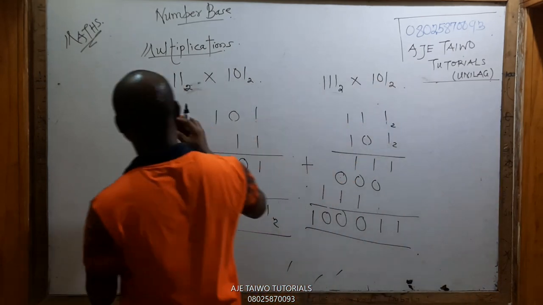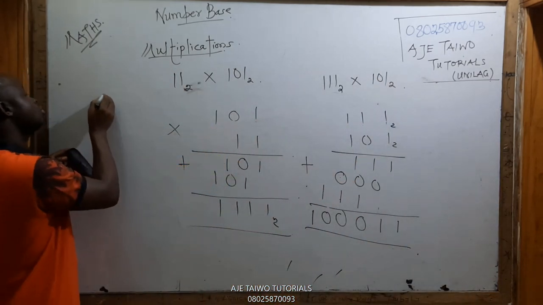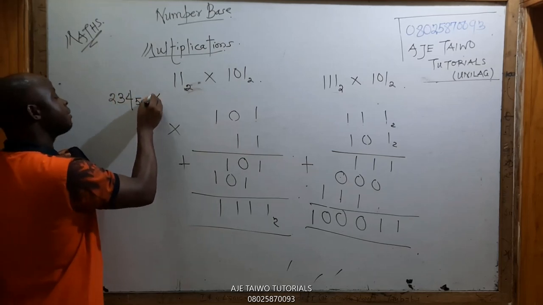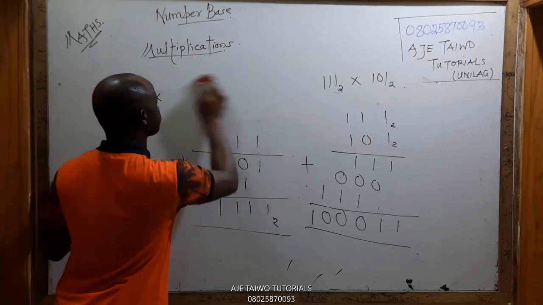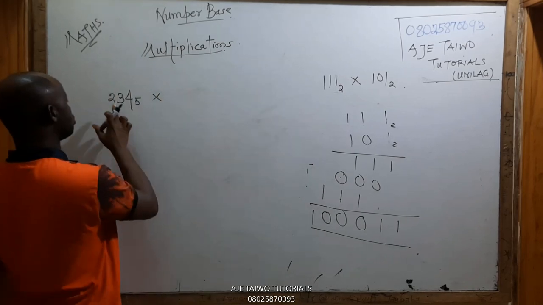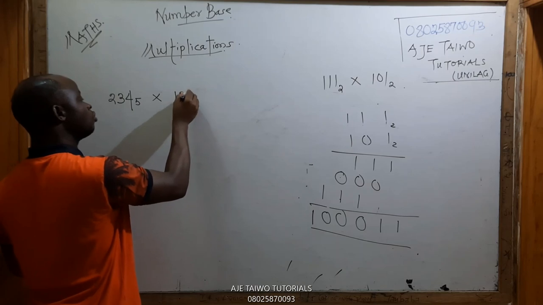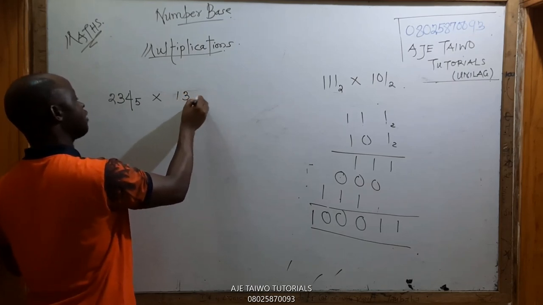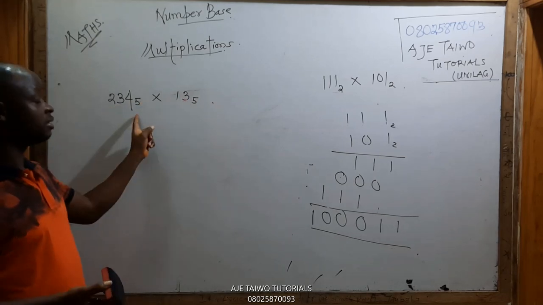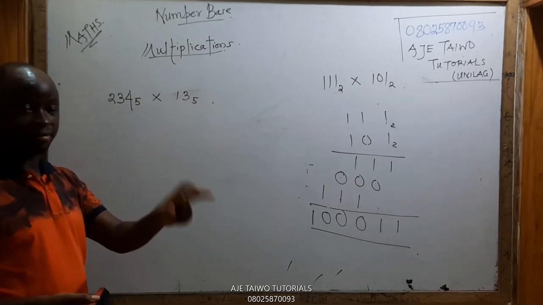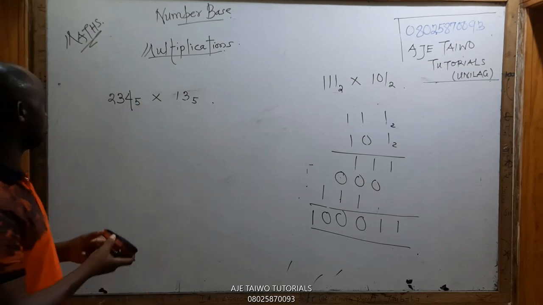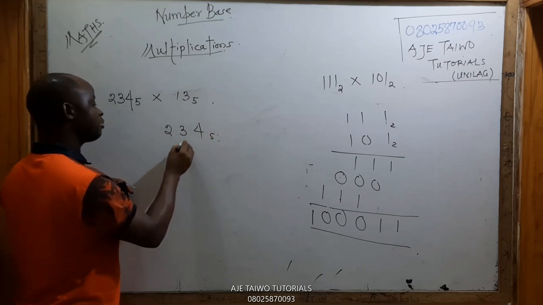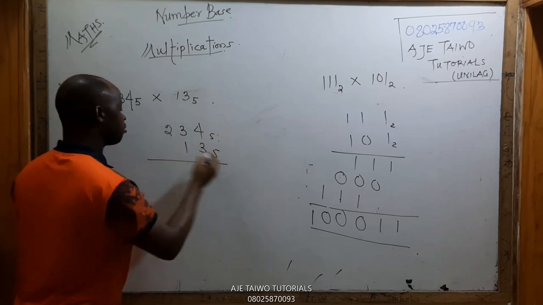So let's see this one. I ask you to multiply this for me. Watch. 234 base 5 times 13 base 5. If they're in different bases, you convert them to base 10. I've taught you how to convert. If they're in the same base, go ahead and do your work. So let's go. 234 base 5 times 13 base 5, multiply.